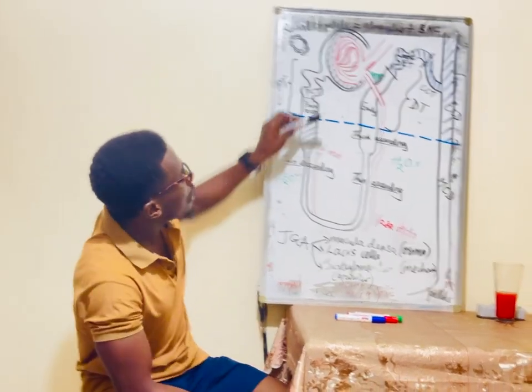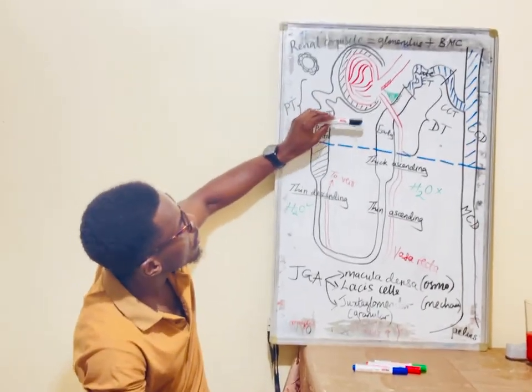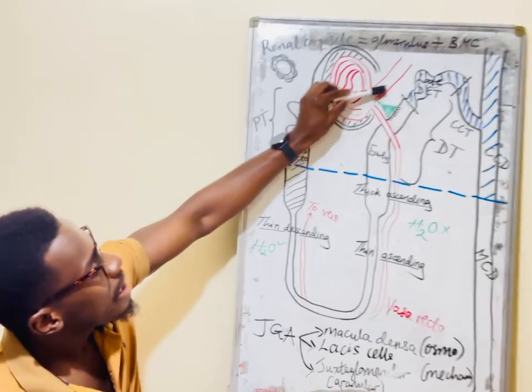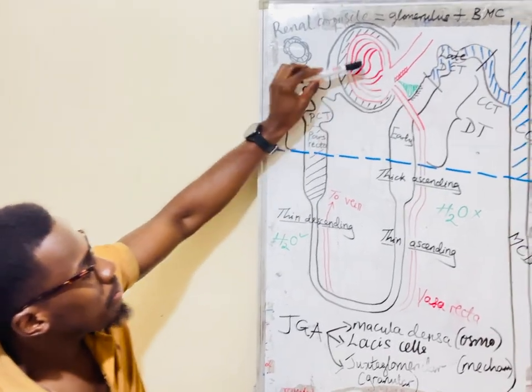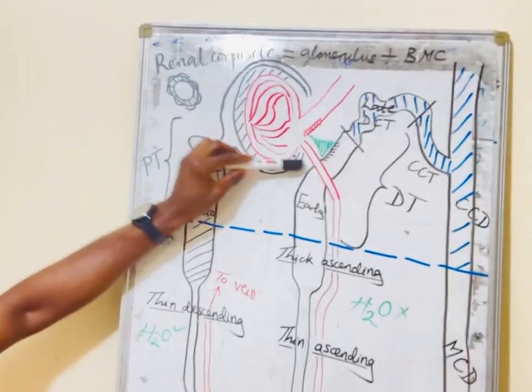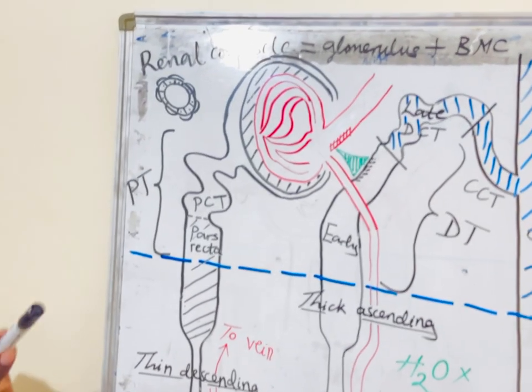So if we look at the early distal tubule here, there is a close connection between this early distal tubule and the afferent arteriole. They lie in close proximity, and that's important because it forms a certain set of structures which constitutes the juxtaglomerular apparatus.